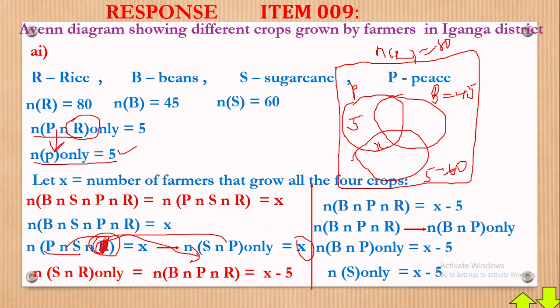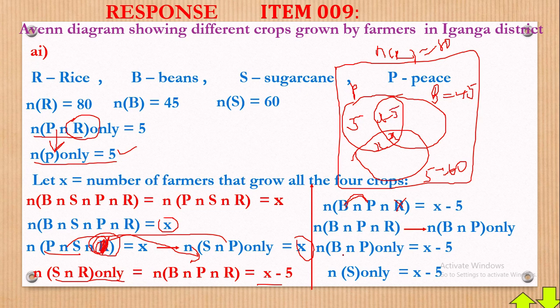Remember that even those who like all the three were X. So even here we'll put X without wasting time. Now next, number in S and R only means number in B intersection P, but here you close off this X, so the number in B intersection P only is X minus 5.